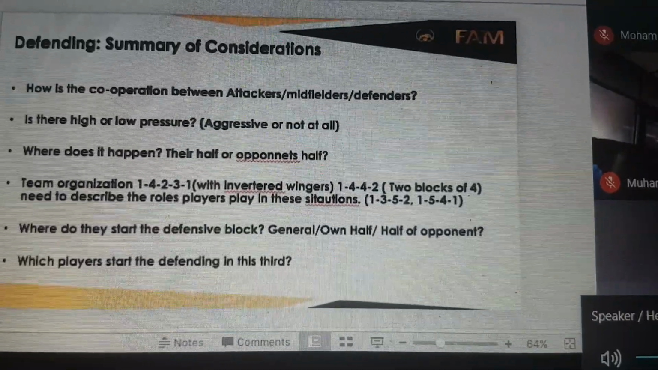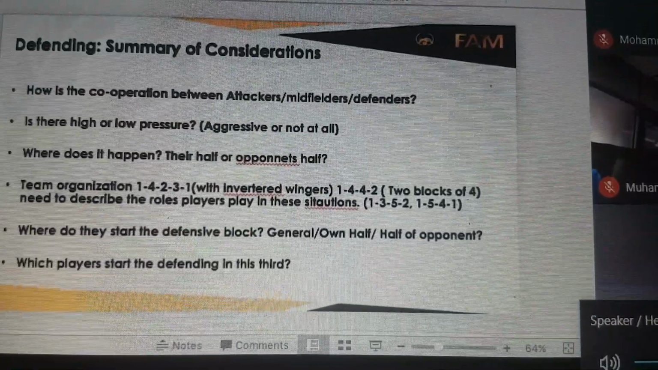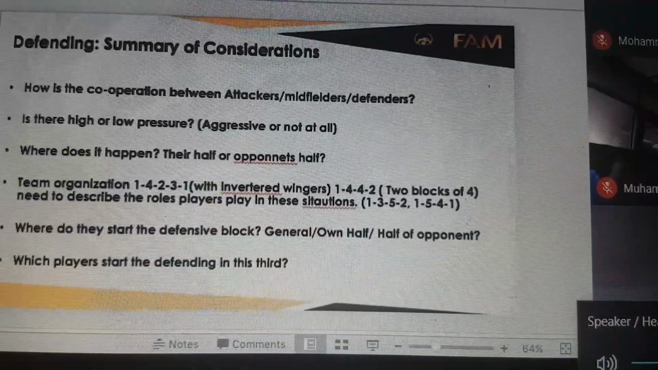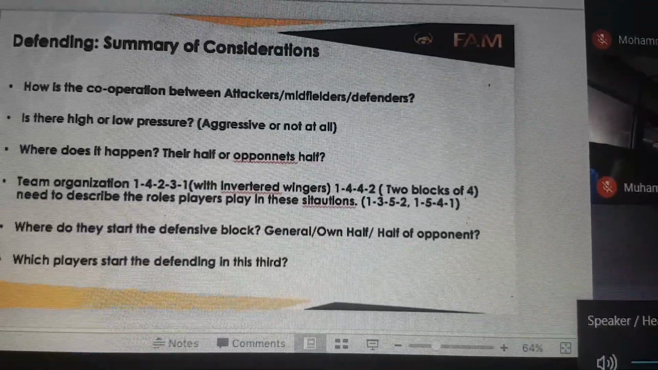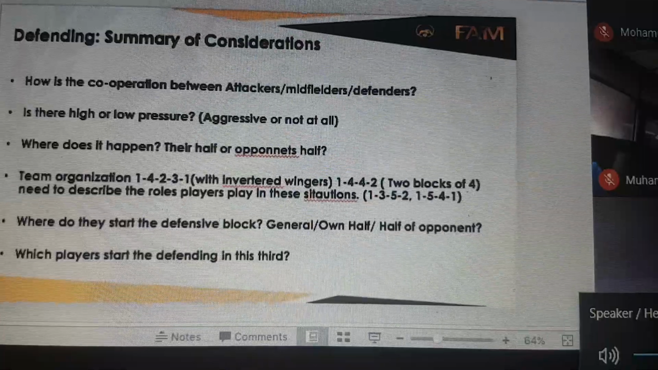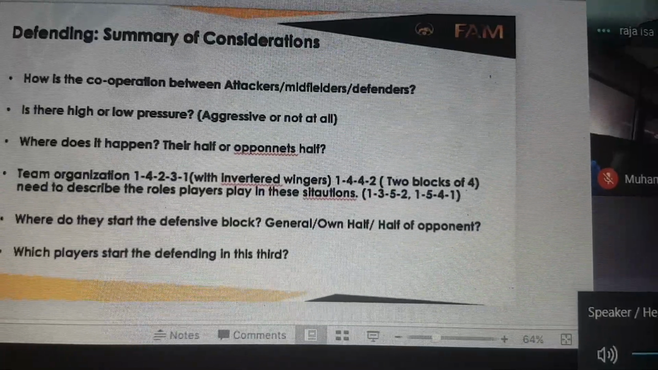So we like pressing in the high. It might be a team likes to press in the middle part of the park. So you need to identify that when you do the analysis.